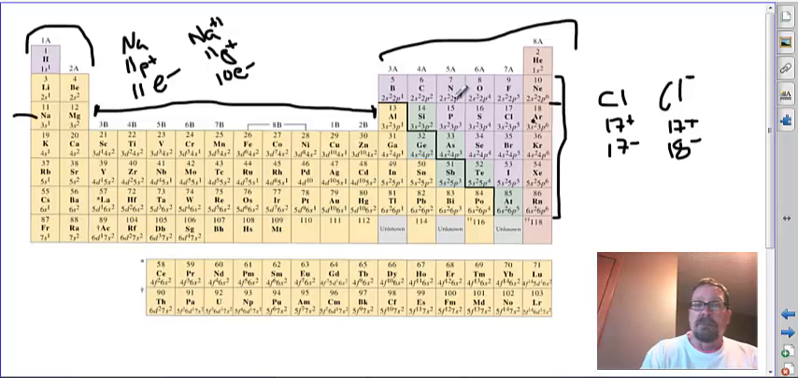Here with nitrogen, phosphorus, they already have 5 electrons. It's easier to pick up 3 electrons, heading that way, fill out my shell, so these will all have a -3 charge. Oxygen, sulfur, selenium, all have a -2 charge because it's easier to pick up 2 electrons. Fluorine, chlorine, bromine, halogens, all will pick up 1 electron and get to 8. So these will all have a -1 charge.